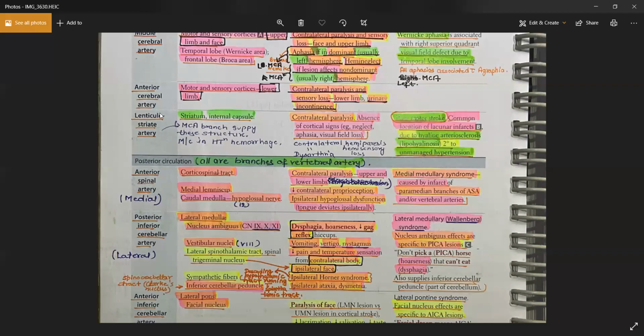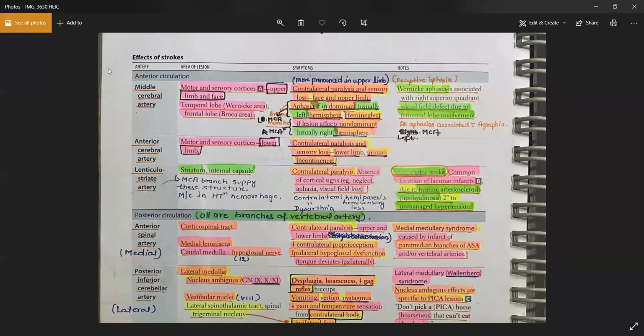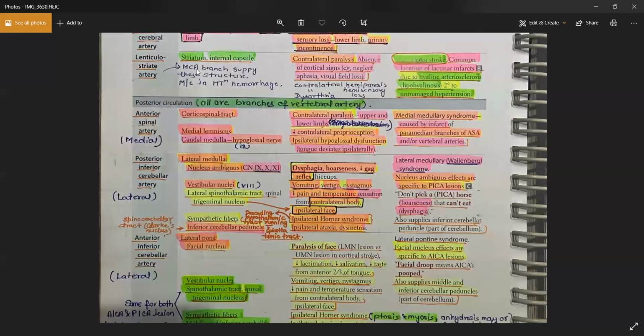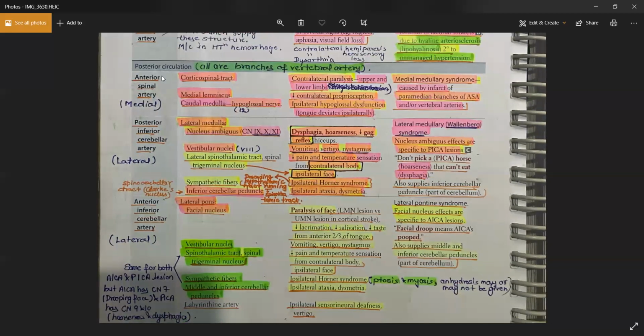Are we good here? So that happens whenever you have damage in the anterior circulation, which means the branches of my internal carotid artery. Okay. Then you have the posterior circulation, which is supplied by what arteries?